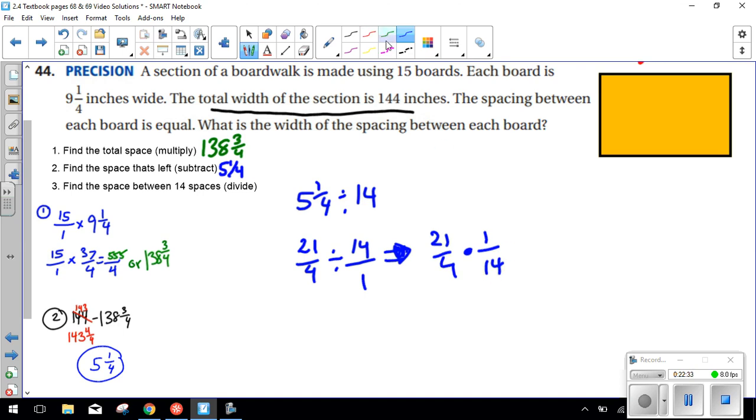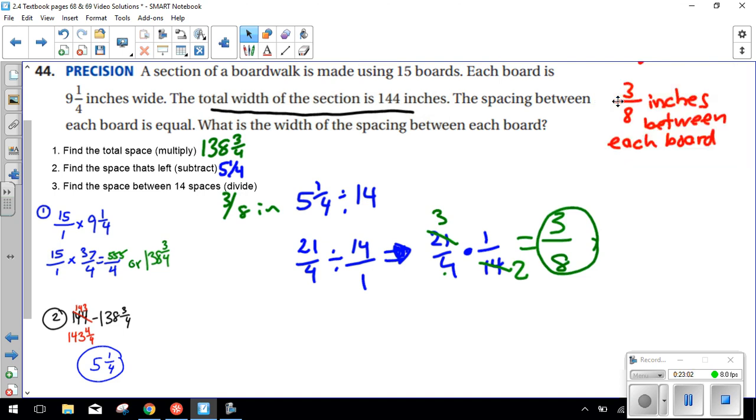Cross reduce. 21 and 14 share a factor of 7, which means I can divide both of these numbers by 7. 21 divided by 7 is 3. 14 divided by 7 is 2. Now I can multiply straight across because I'm in the operation of times. 3 times 1 is 3. 4 times 2 is 8. So the space between each board is 3/8 inches. 3/8 of an inch between each board.